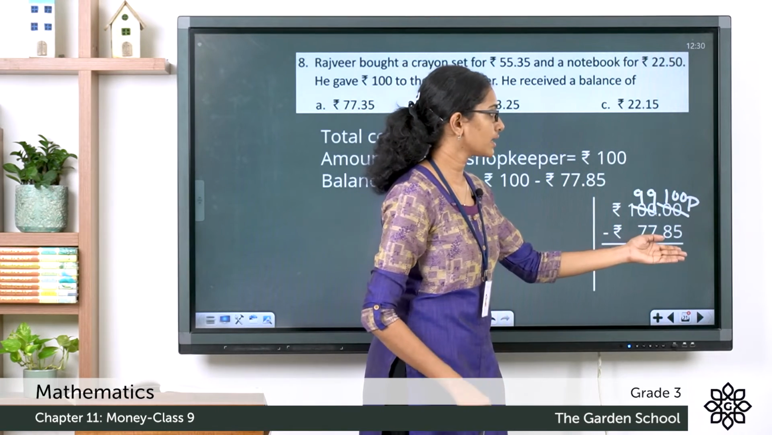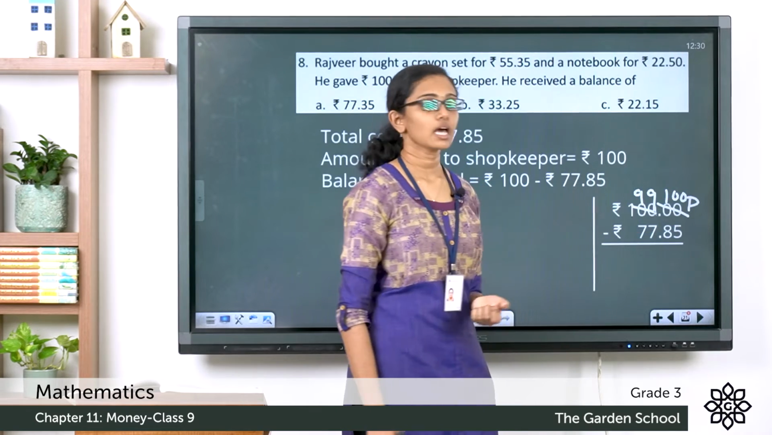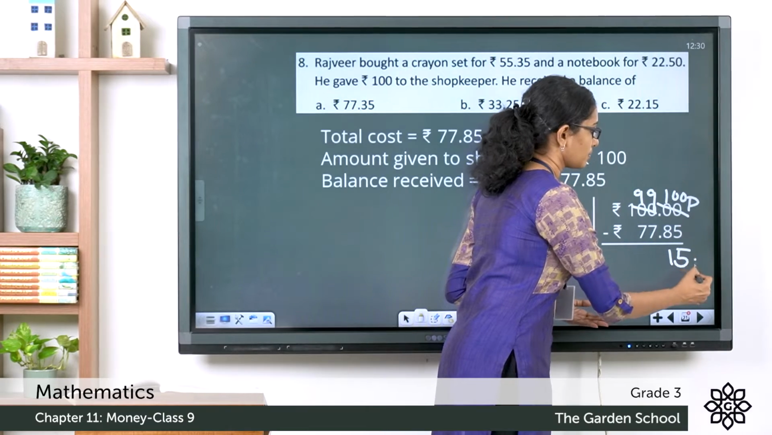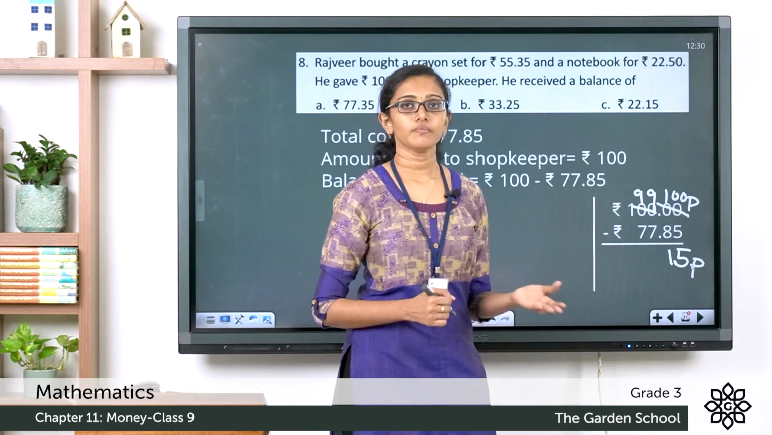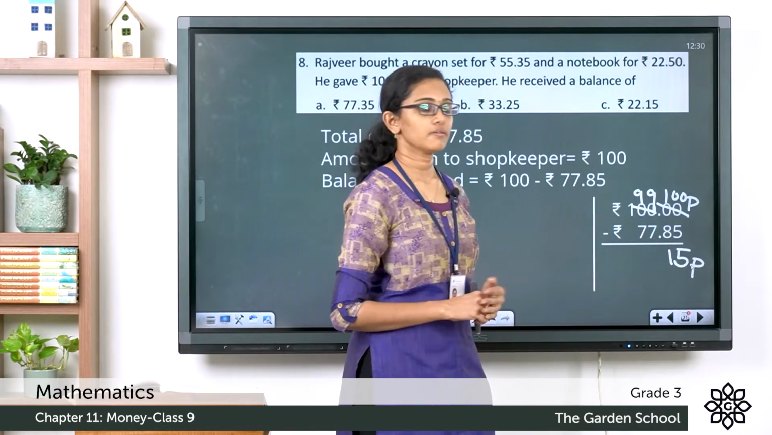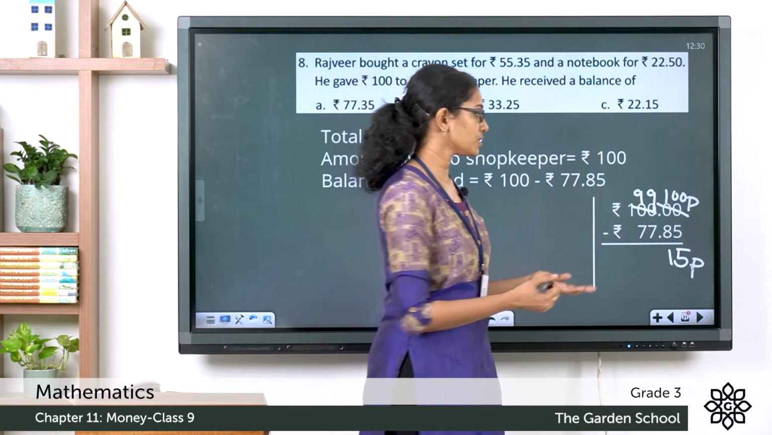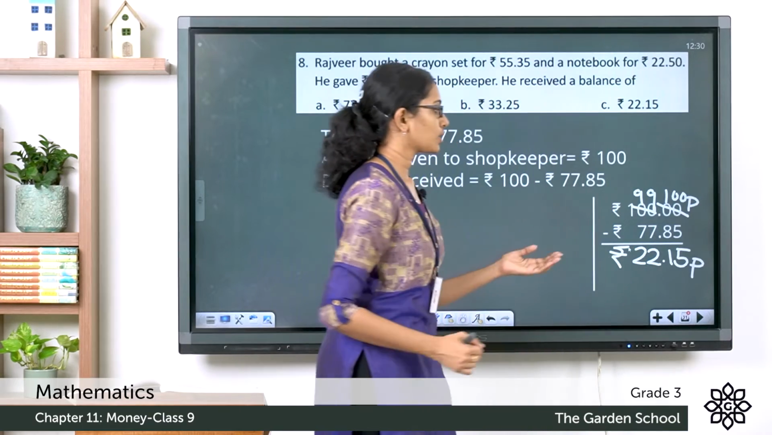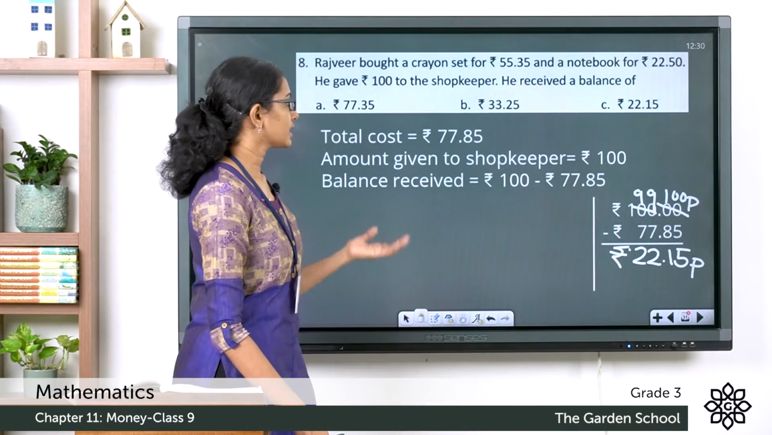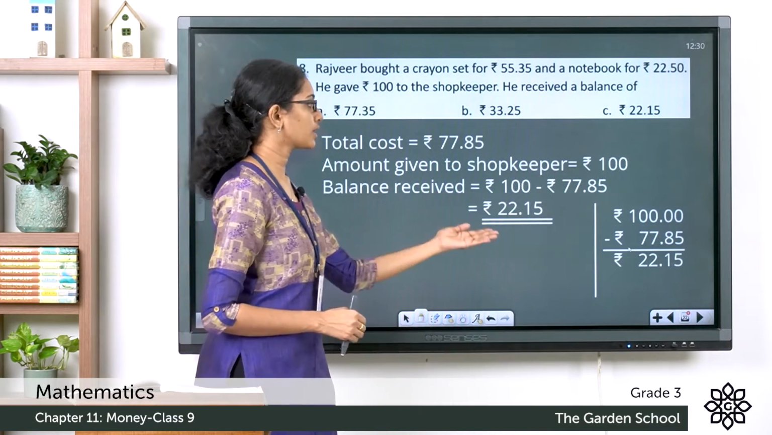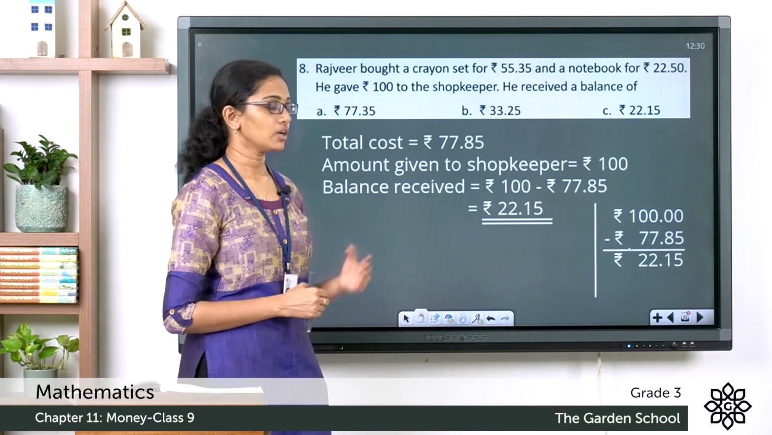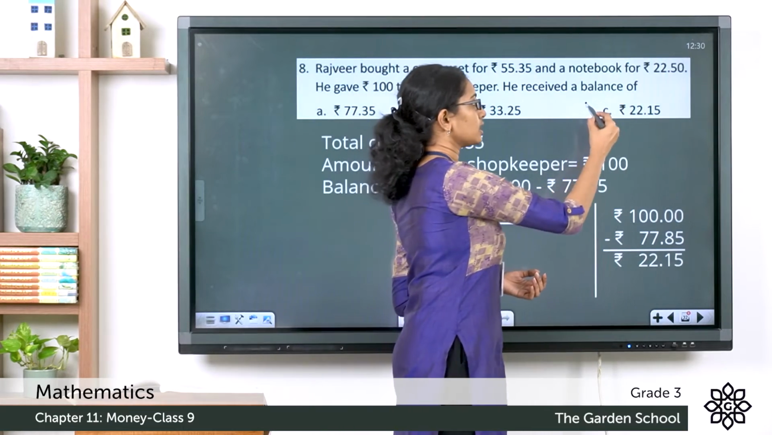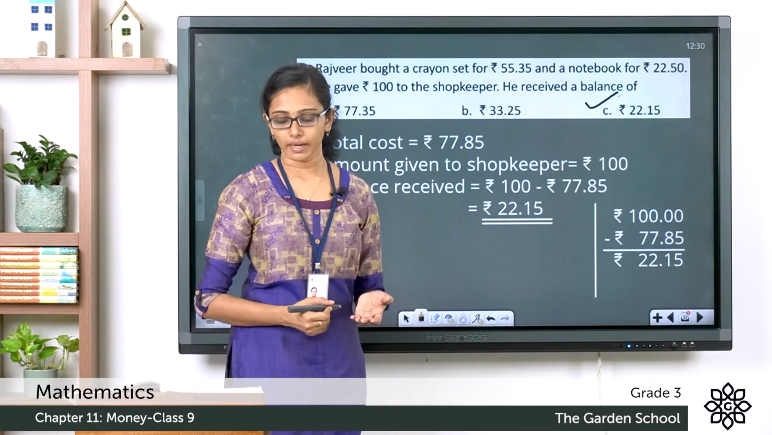Now in the paise column we have 100 paise minus 85 paise, which is equal to 15 paise. Now in the rupee column we have 99 rupee minus 77 rupee, which is equal to 22 rupee. So what is the balance amount? He received a balance amount of 22 rupee 15 paise. So which is the correct choice here? The correct choice here is the choice C, 22 rupee 15 paise.